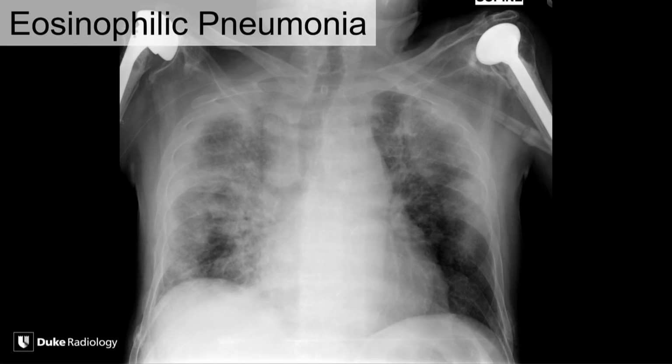And as I mentioned, this turned out to be an eosinophilic pneumonia. It turned out that one of these shoulder prostheses was infected and the patient had been started on daptomycin. Daptomycin is one of the drugs with a side effect profile that includes eosinophilic pneumonia. In fact, I've probably seen more eosinophilic pneumonias related to daptomycin than any other drug.